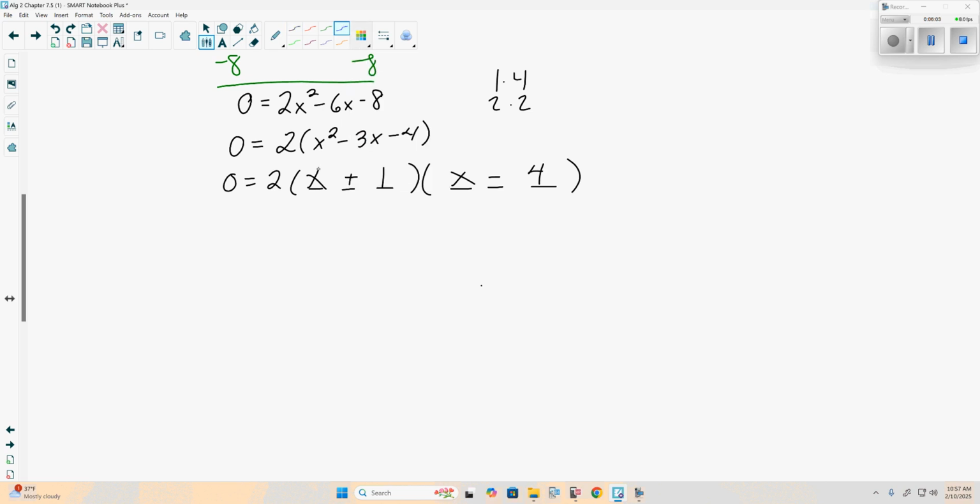All right. And if we check this here, x times negative 4 is going to be negative 4x. 1 times x is going to be positive 1x, telling us that the middle term is indeed negative 3x.